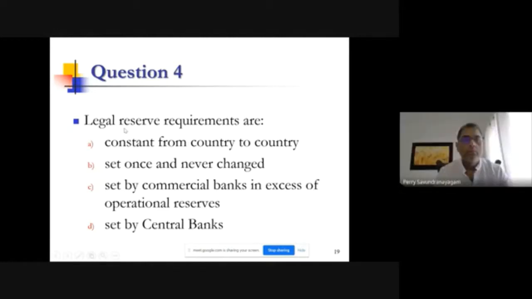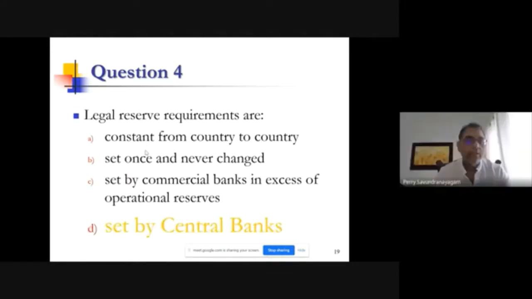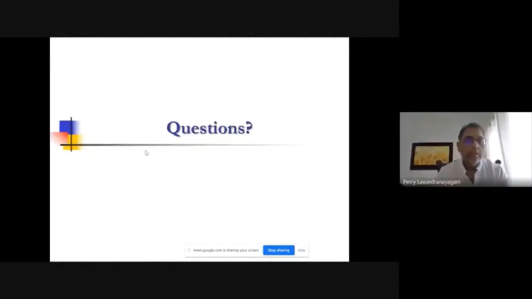Legal are constant from country to country, set once and never change, set by commercial banks in existing operational risk, set by central banks. That should be easy. Which one is it? D. D. Last one. D. D. Okay. Yeah.